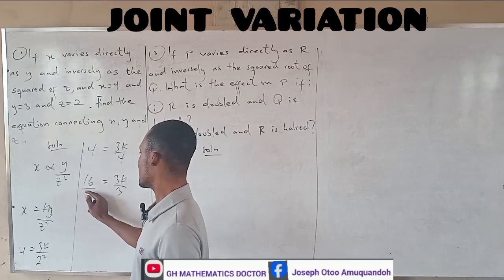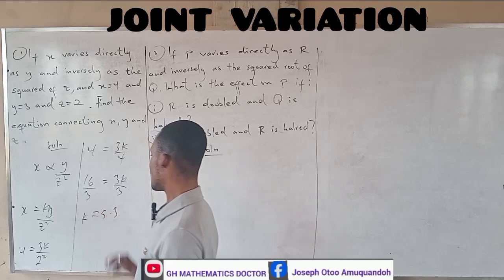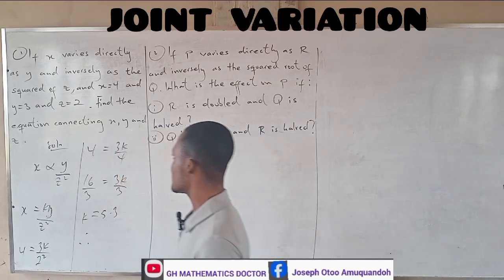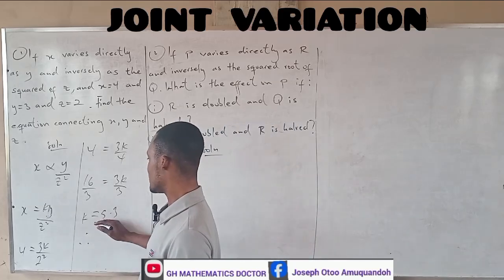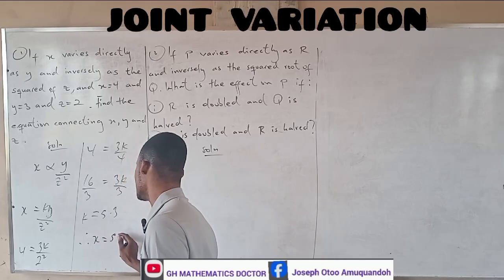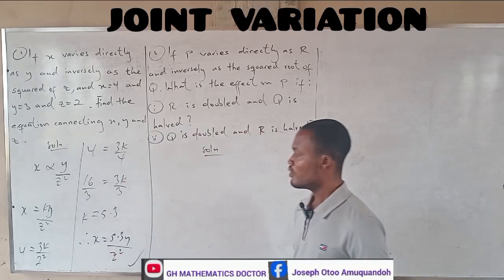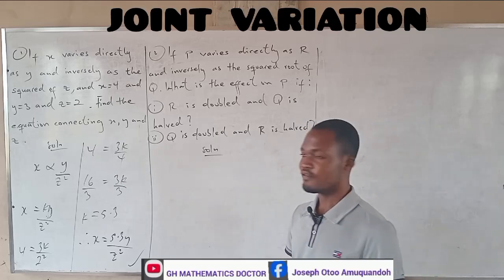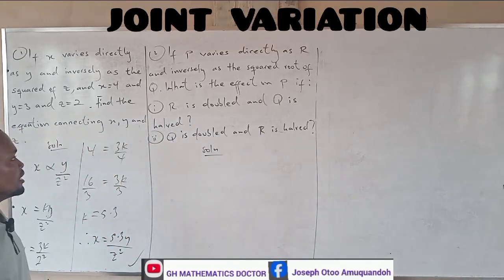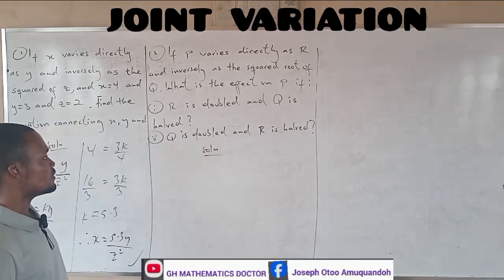Divide both sides by 3. You're going to get k equal to 5.3 approximately. So you approximate to 5.3. Then the equation connecting the variables: you substitute the k into the relation here, and that is it. So we have x equal to 5.3y over z squared. And that gives you the equation connecting the variables. That is it.